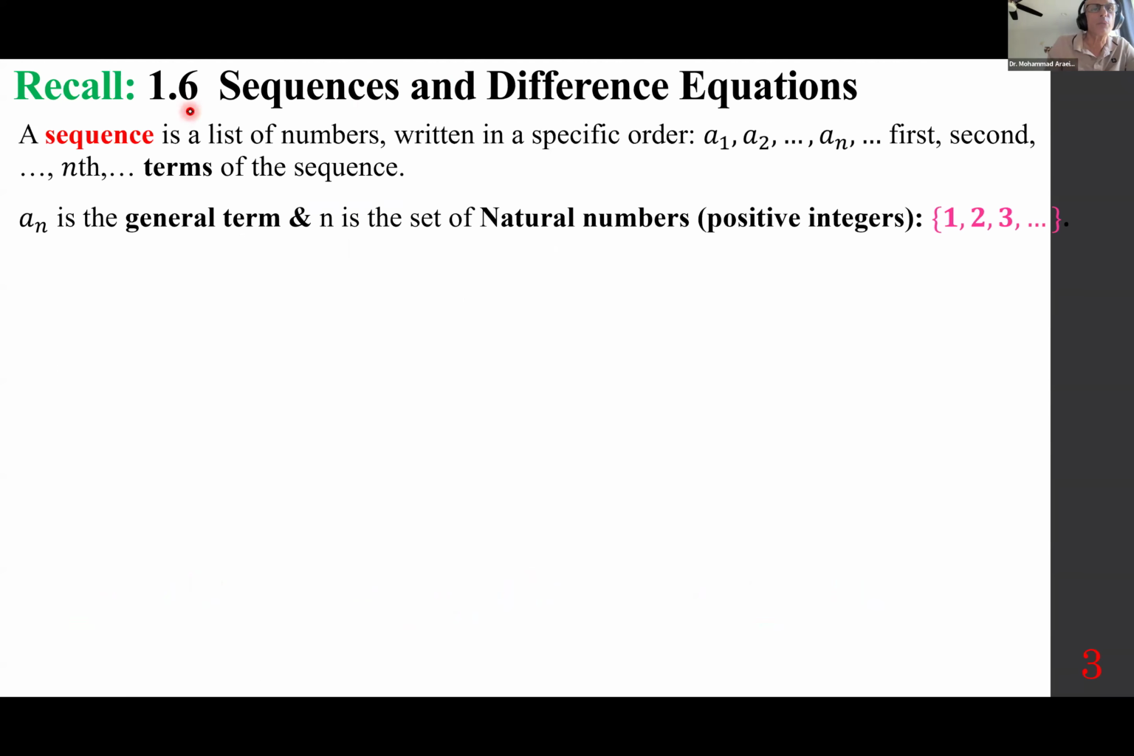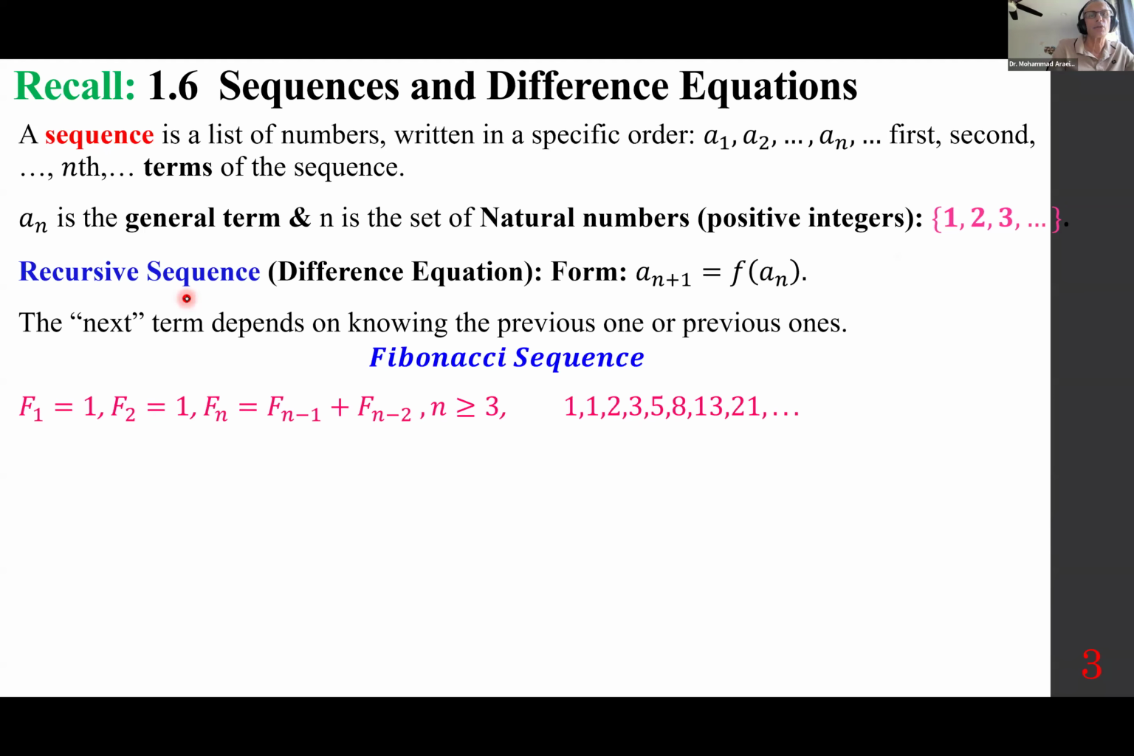Recall 1.6, sequences and difference equations. A sequence is a list of numbers written in a specific order, a sub 1 all the way to a sub n: first, second, and so on, the nth term of the sequence. A sub n is the general term, and n is the set of natural numbers or positive integers, 1, 2, 3 to infinity.